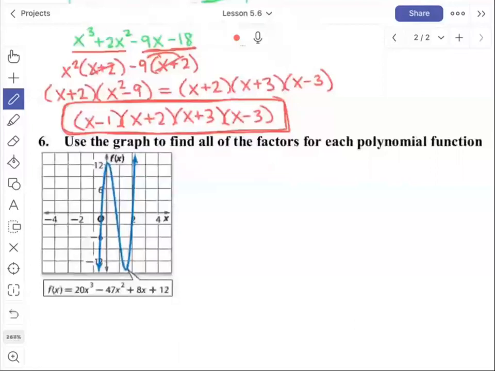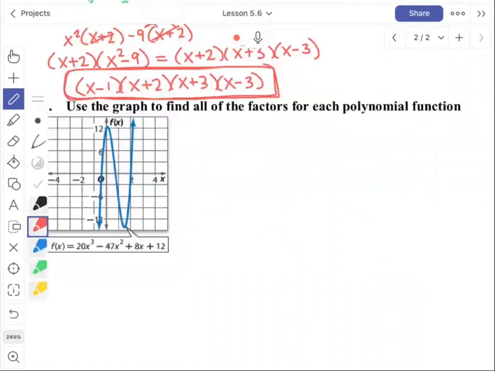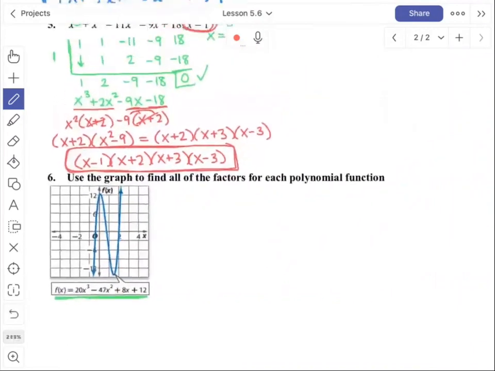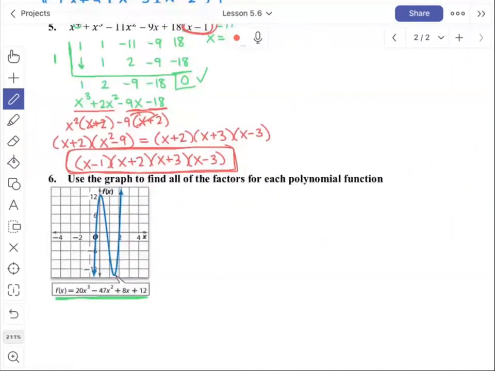All right. If not, let's try number 6, and then we'll see if we have time to go back for number 4. So number 6, it says, use the graph to find all of the factors for each polynomial function. It gives it to us a little bit differently, but they give us this function right here. And they usually give us a factor, right? And then from that factor, we were able to find out what number to put outside our synthetic. Now this time they give us a graph.